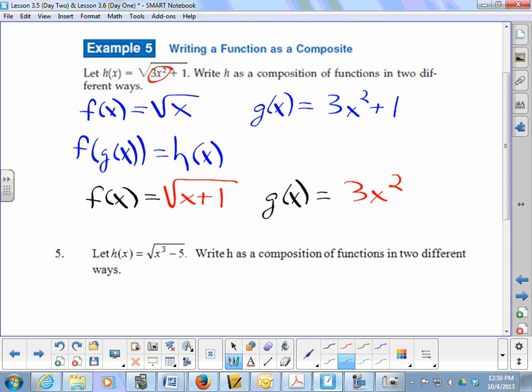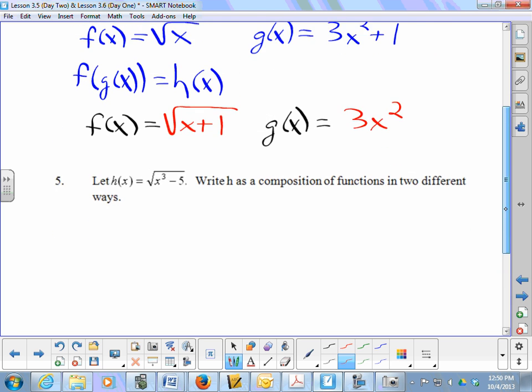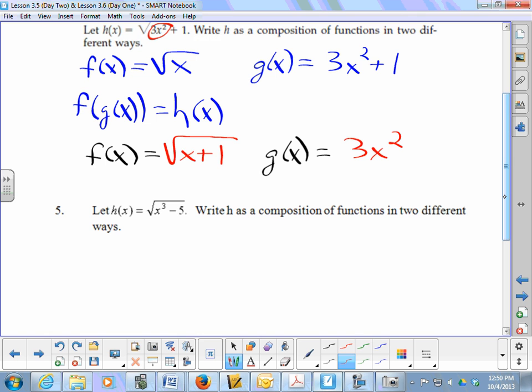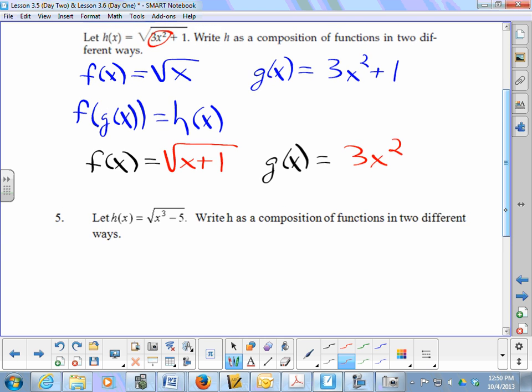All right? So let's look at this one down here. Square root of x cubed minus 5. So try to find one way where you can get f of x and g of x to get that composite function.